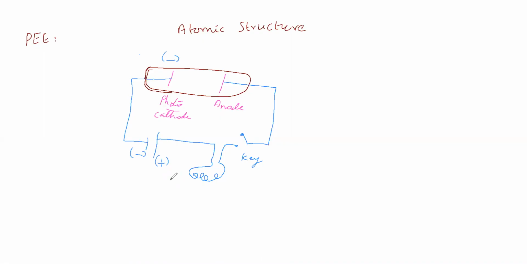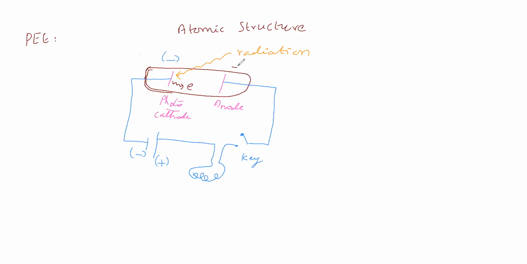Now this photocathode is exposed to the radiation. This radiation has energy particles called quanta, otherwise we can call them photons. Due to radiation, the photoelectric effect is possible. What is meant by photoelectric effect? That we will see. From this photocathode, electrons are ejected.